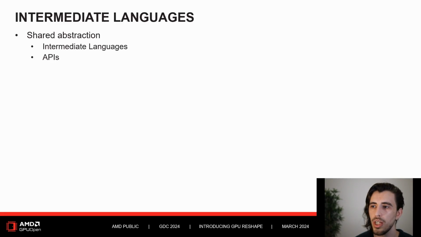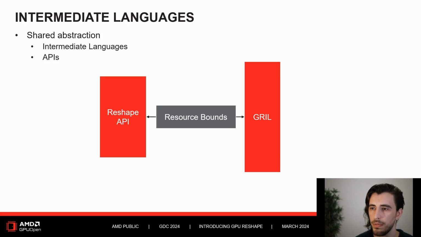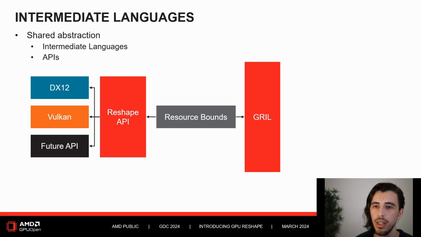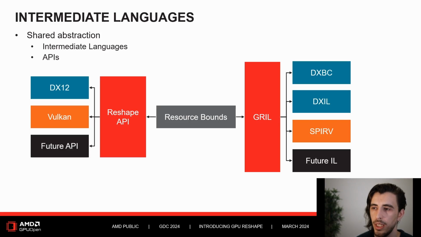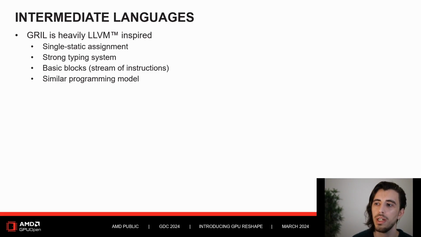So GPU Reshape can be seen as a two-front abstraction. On one hand, we have the APIs, and on the other hand, we have GRIL and the intermediate languages behind it. Each serves as a functional abstraction for all API particularities. And to make sure I'm going in the right direction, GRIL is heavily LLVM inspired. That is, we have single static assignment, strong typing systems, functions, basic blocks, instructions, etc. All of these particularities aren't important to understand what's happening.